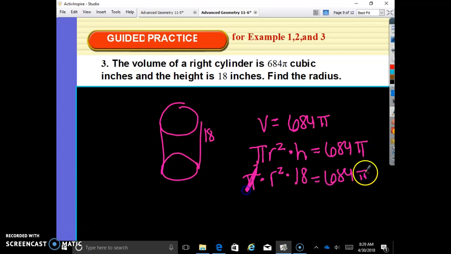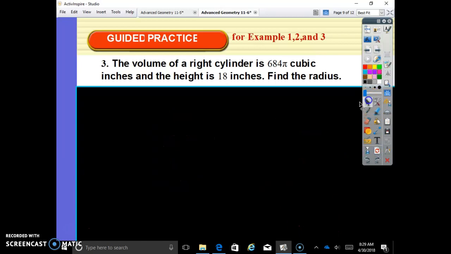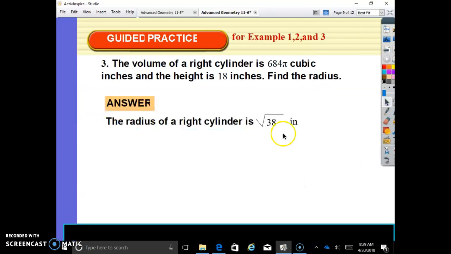So divide out the pi on both sides, it's gone. Divide out 18 on both sides. 684 divided by 18 is 38. 38 equals r squared. Square root, square root. The square root of 38 is going to be your answer. The square root of 38.